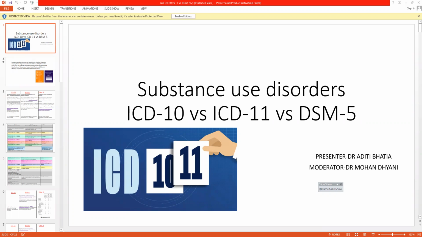Is it physical harm or mental harm? It is both the harms. ICD-11 specifies it: a physical as well as a mental harm caused to the person, as well as the person causing harm to another person. Yes, sir, they have used mental or physical.